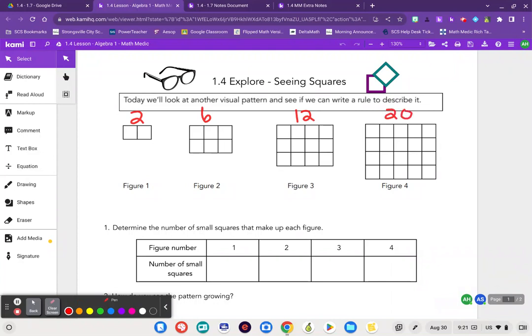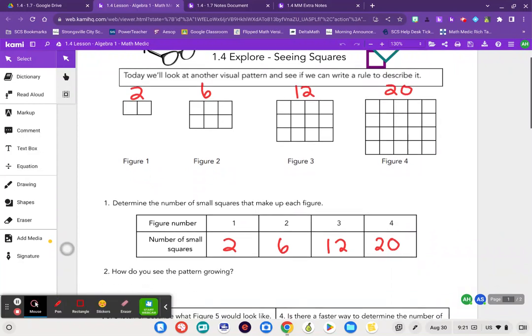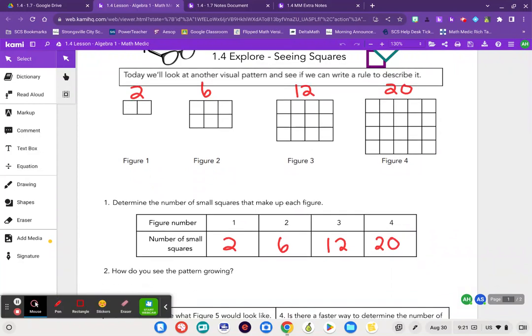And so down here, I have to fill out this table for the figure number. In the first figure, I had 2, 6, 12, 20. And it says, how do you see the pattern growing? And so there are a couple ways that we can see how this pattern grows.